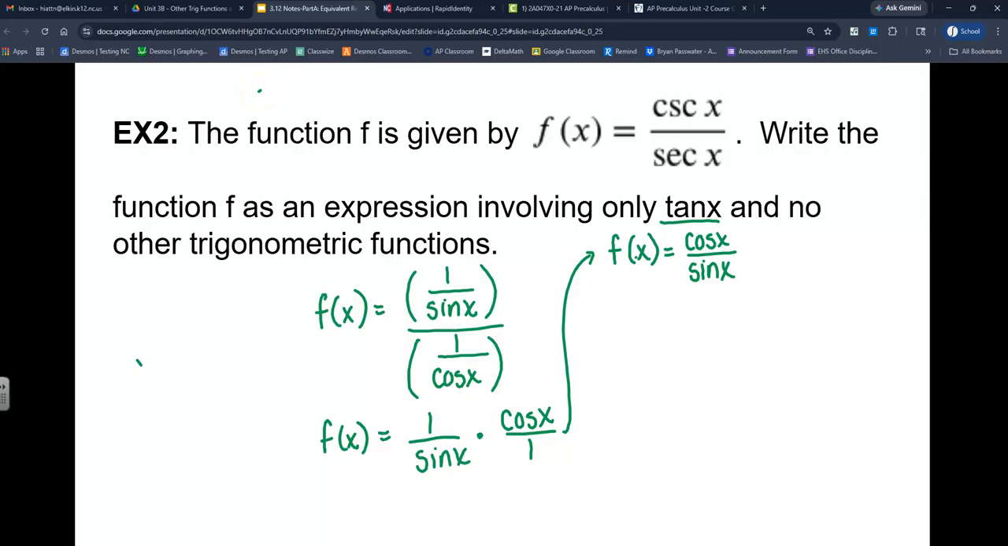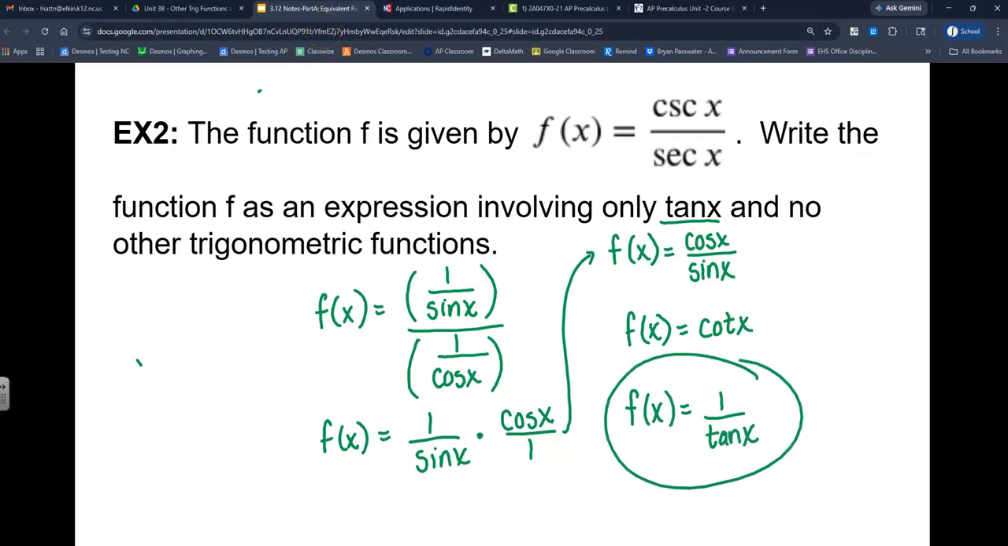So here, now, what is cosine x over sine x? That is cotangent, right? So f of x equals cotangent x. Now, I think this is the most simplified answer. Like, this looks the best. But what did they tell us our expression has to involve? Tangent only. So how do we rewrite this so we have tangent? Because cotangent's not the same as tangent, we can do 1 over tangent x. And then that would be our answer.